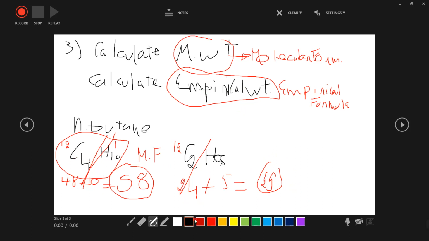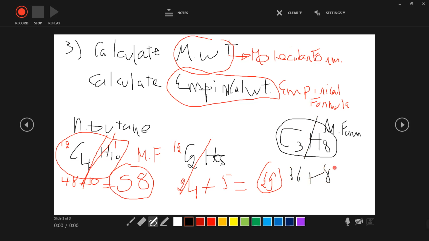If you have a formula like C3H8, and he's telling you in the exam, please calculate the molecular weight and the empirical weight. First of all, a formula like this, if he's not telling you anything else, I consider it the molecular formula, because he didn't tell me the real compound. So if he's telling you to calculate the molecular weight, I will calculate it directly. 3 times 12 will be 36 plus 8, and it will be 44.